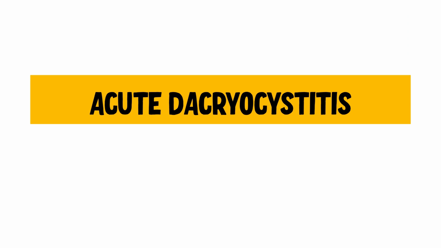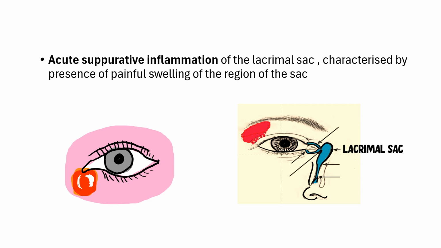Now let us talk about acute dacryocystitis. Acute dacryocystitis is not as common as chronic dacryocystitis, and therefore we discussed chronic dacryocystitis first. So what is acute dacryocystitis? Acute suppurative inflammation of the lacrimal sac, which is of bacterial origin, characterized by the presence of a painful swelling in the region of the lacrimal sac, is called acute suppurative dacryocystitis or acute dacryocystitis.